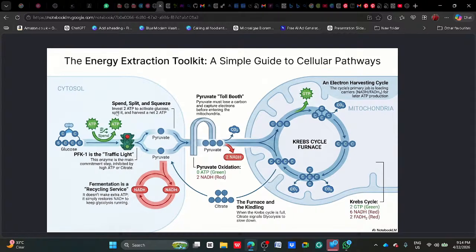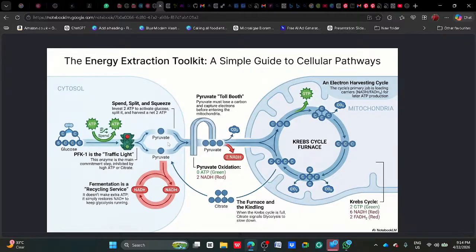Now, in the first step, the cell is going to invest 2 adenosine triphosphates, and it is these 2 ATP that are going to activate the glucose, and the glucose is going to be split. Don't forget, glucose is a 6-carbon compound. You can see it here, 1, 2, 3. So this one will be split into 2. That is when ATP will be invested.